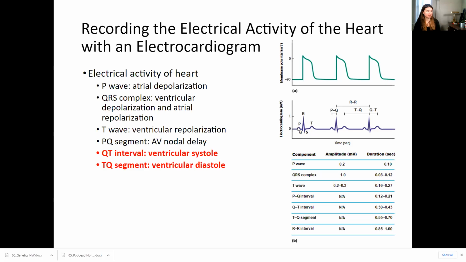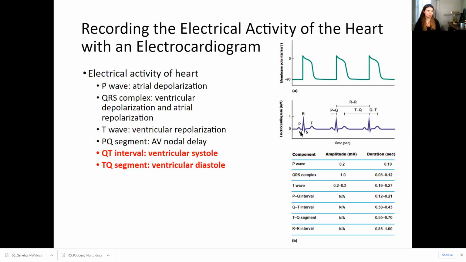So the first thing that happens here is this little P wave. This P wave is the depolarization of the atria, that top part of the heart. As they receive this signal spreading from the SA node, they depolarize. So we see a slight little peak here in our electrocardiogram.